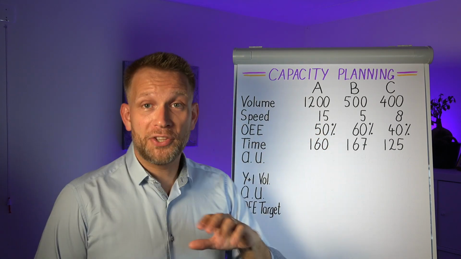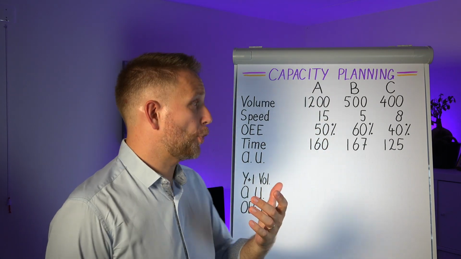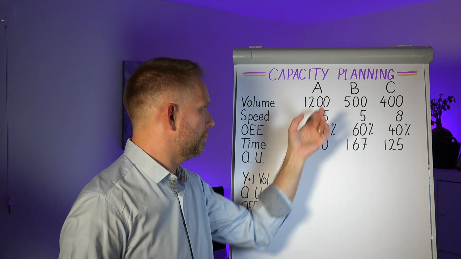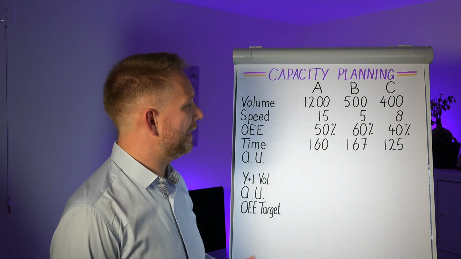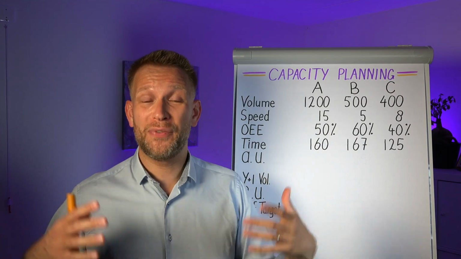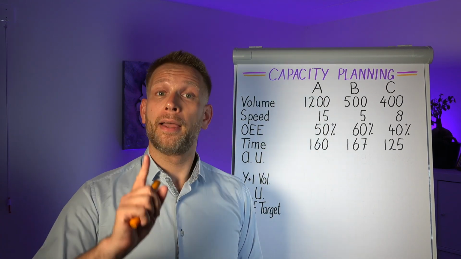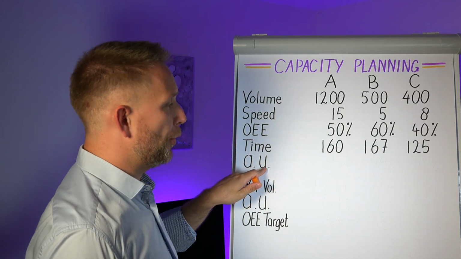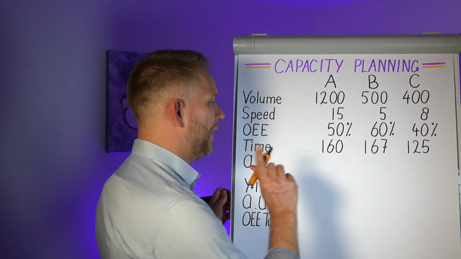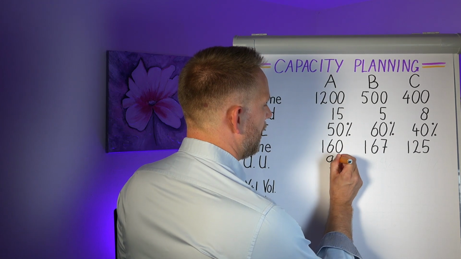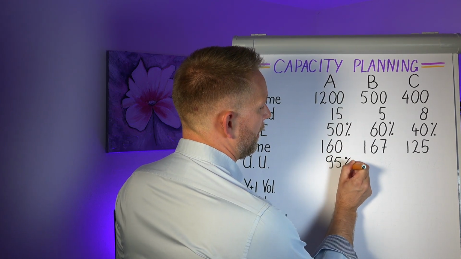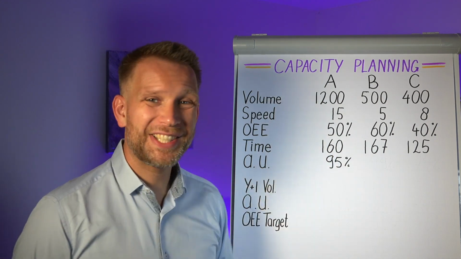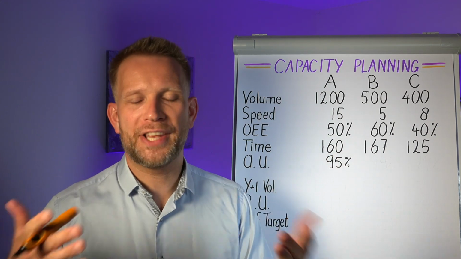But that line currently runs at an OEE of 50%. So in actual fact, we don't use 80 hours, which would be 1,200 divided by 15, but we need to be using 160 hours each week. So our asset utilization for this line is 95%, because we use 160 hours each week, and a week has 168 hours.